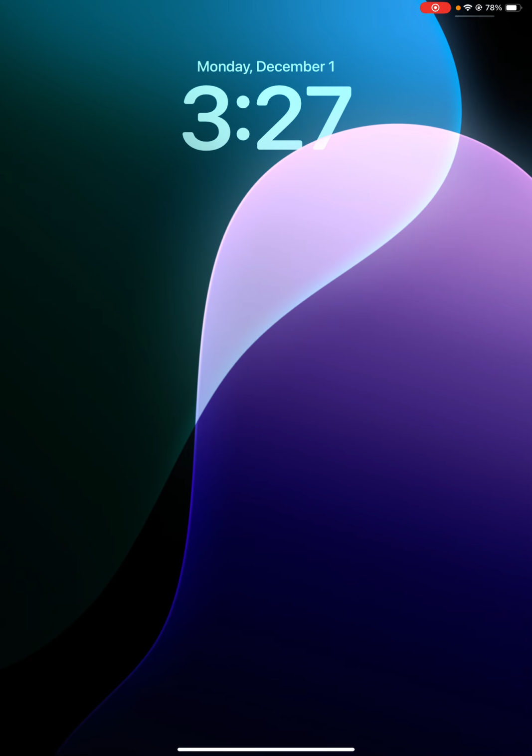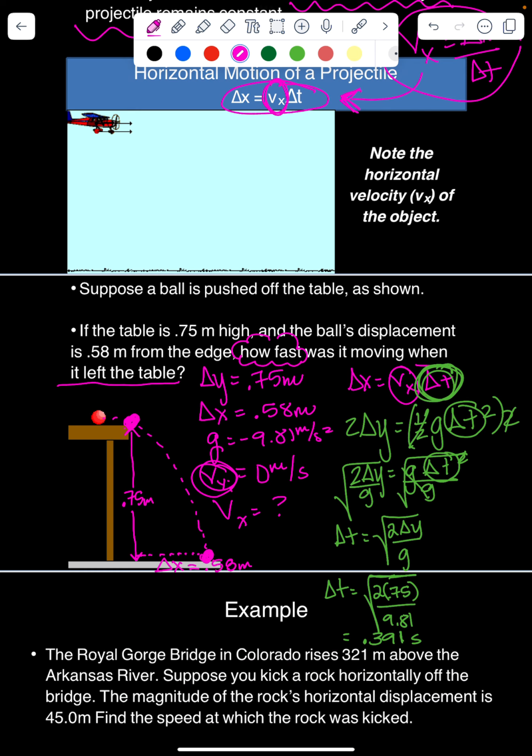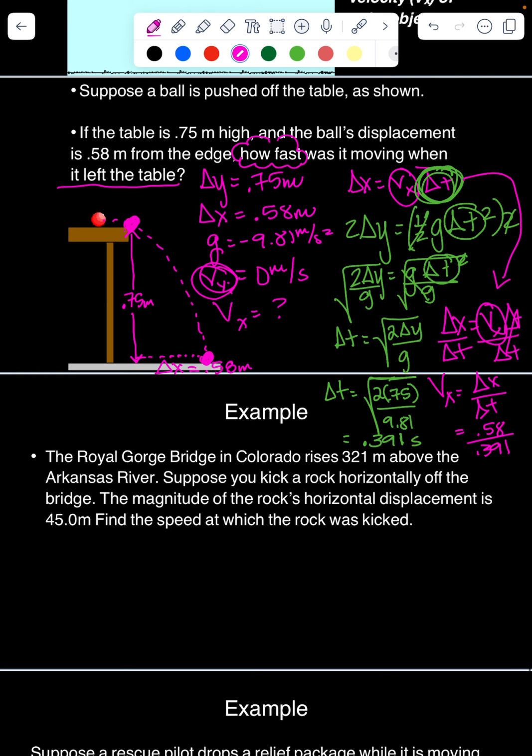So we have our original equation. I'm just going to bring this down here. We have delta x is equal to v sub x times delta t. Solving for v sub x, we're going to divide both sides by delta t. So our horizontal velocity is equal to our displacement over time. That's going to be 0.58 divided by 0.391. I'm going to pull this down here. I'll erase it before we do this next example.